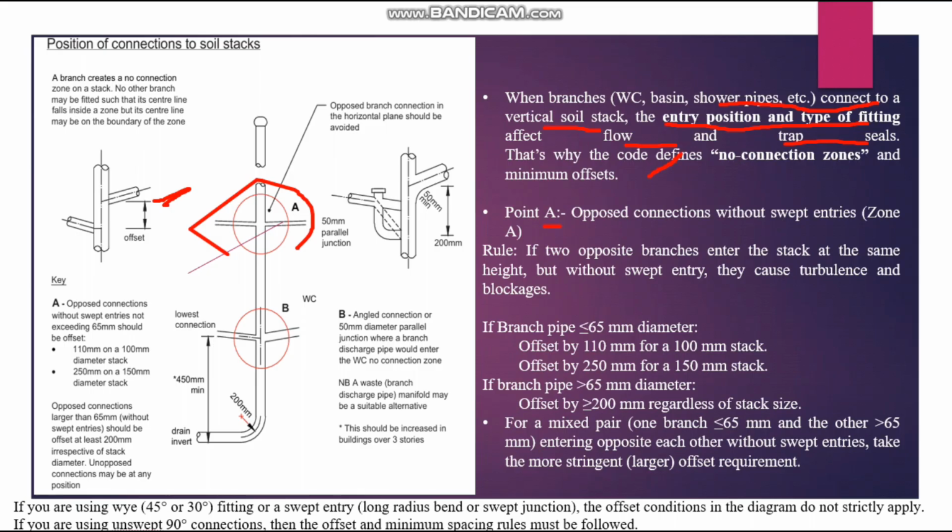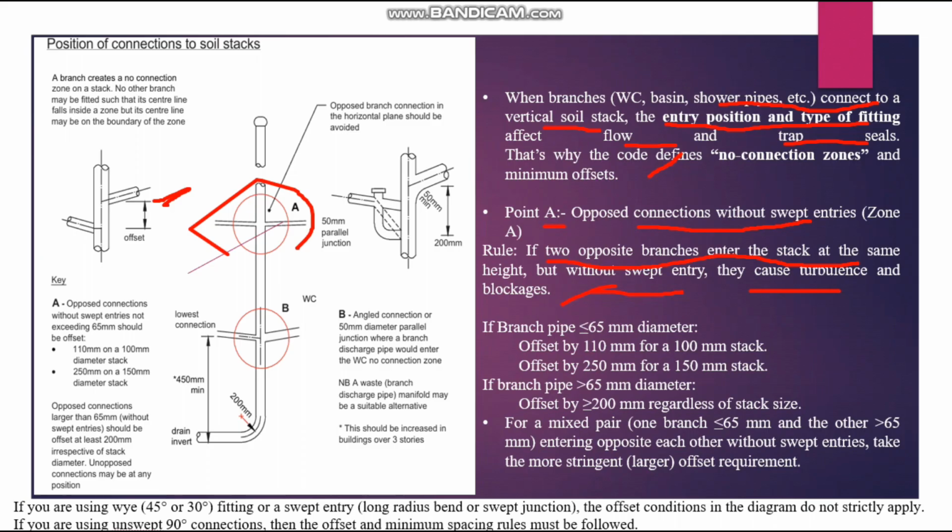So point A, opposite connection without swept entries. For example, if you are not following swept entries, it means you are following the square entry instead of swept entry. That time you have to implement this rule. For example, if two opposite branches enter the stack at the same height without swept entry, they cause turbulence and blockage. So how to avoid this and how to go with the offset?